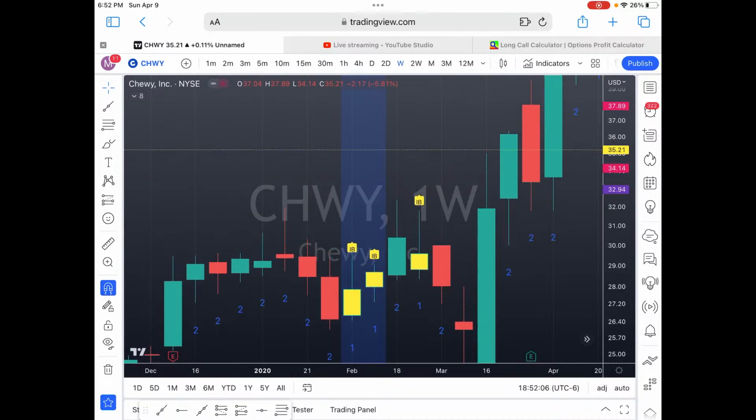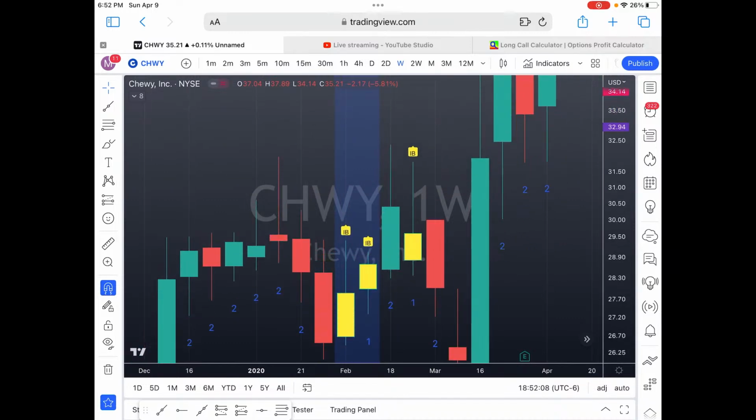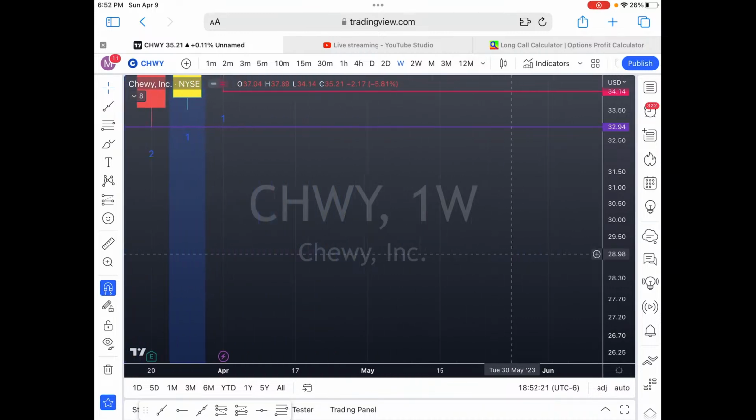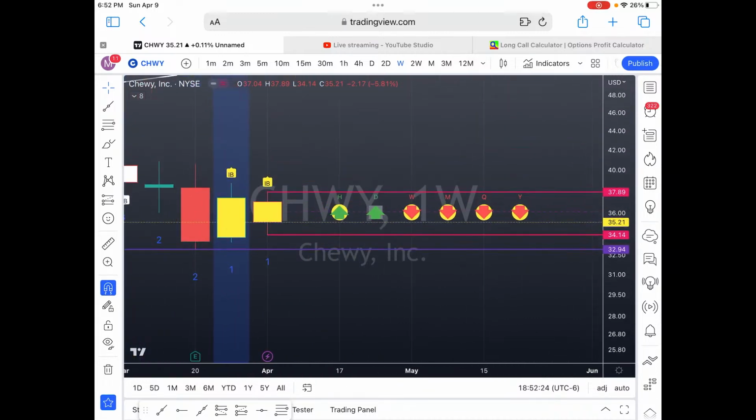But again, here's that double inside bar. This is the expectations of what we have off of that. That's our probabilities, okay? We triggered and we hit multiple targets all the way to the upside. Great, great trade. That's what we look for off of those double inside bars, okay? So we'll look for that again on Chewy.